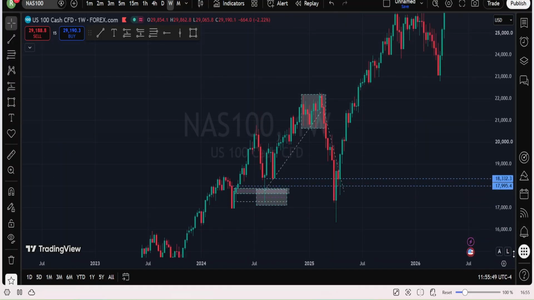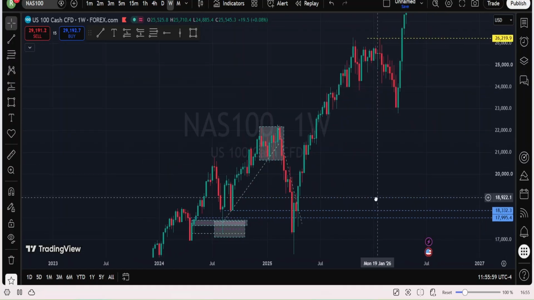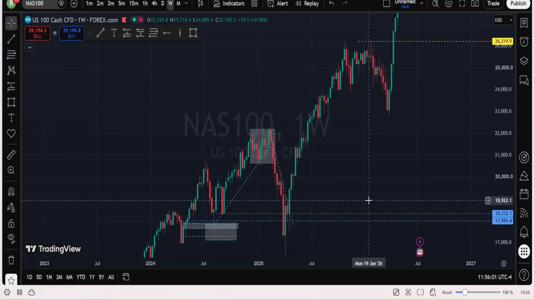So this is just a little way of how to use market structure, break of structure, and market structure shift in your trading. I hope this has been insightful to you. I hope to see you in the next class. Till then, trade safe and keep coming back for the classes.